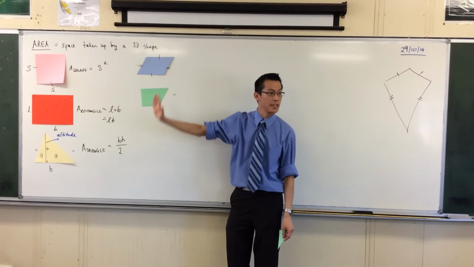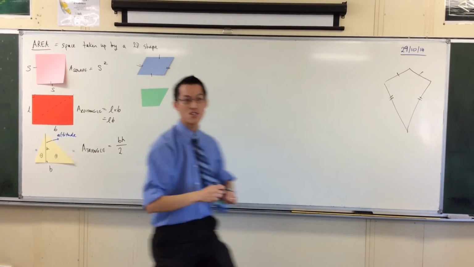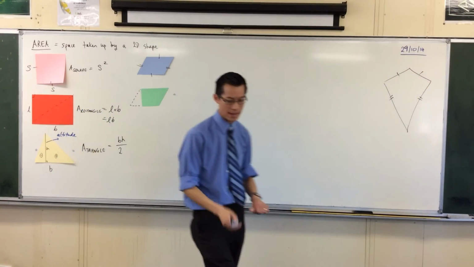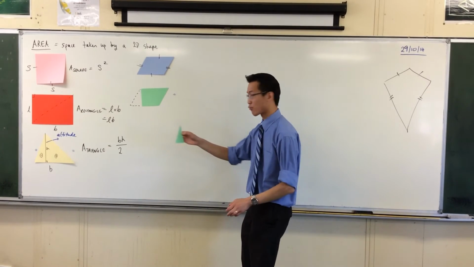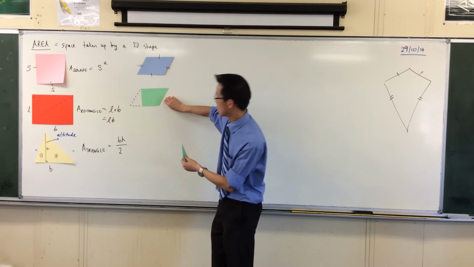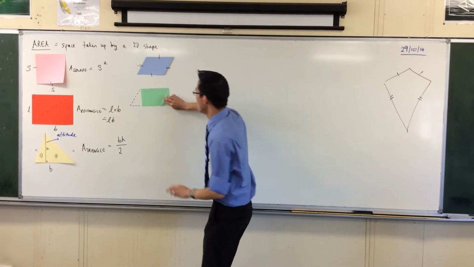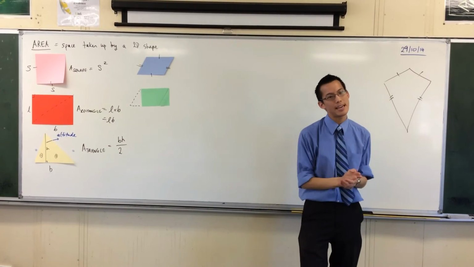Can you see that? It's been lopped off. I might put it in dotted lines so you can see what's happening. That's where the triangle used to be. And now I'm going to rearrange it over to this side here. So now you can clearly see, right?